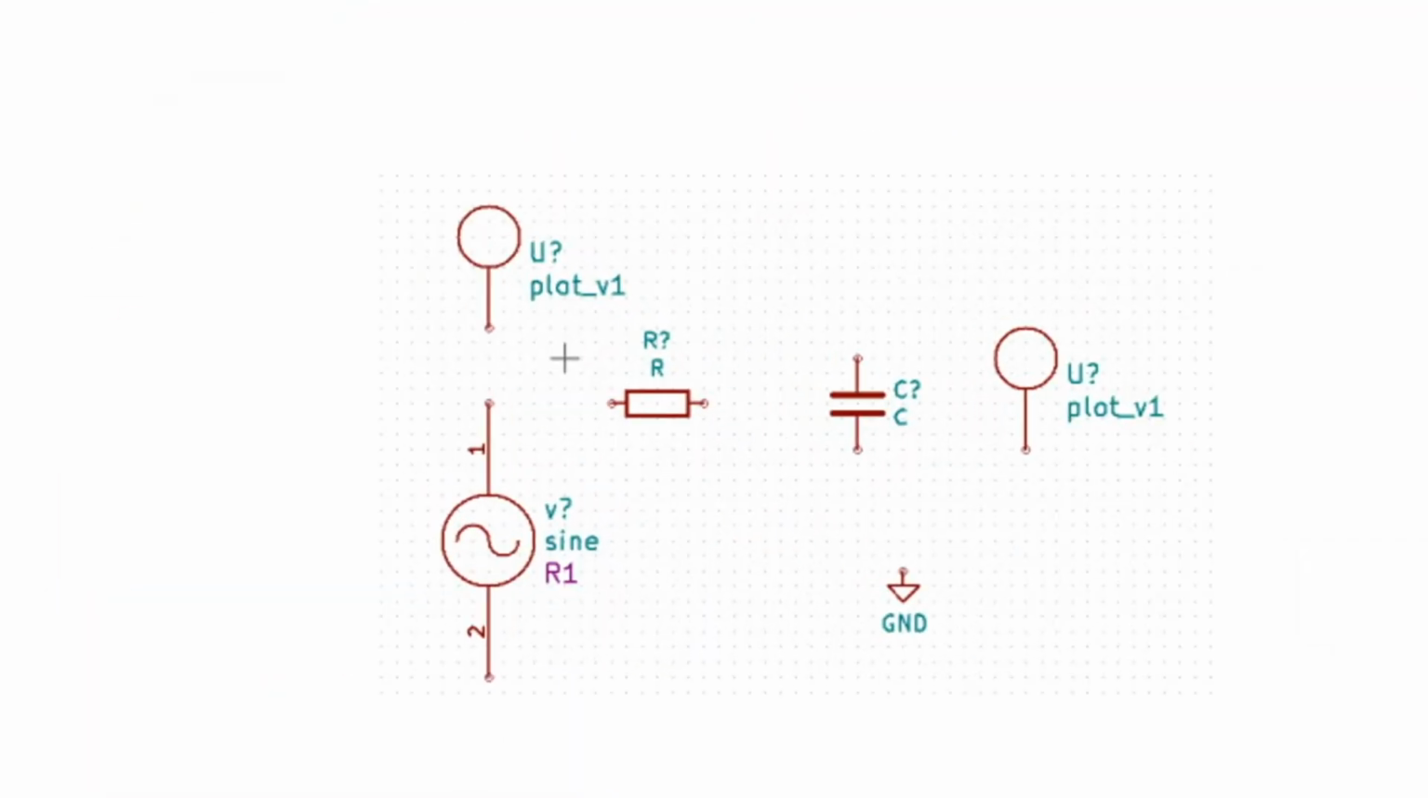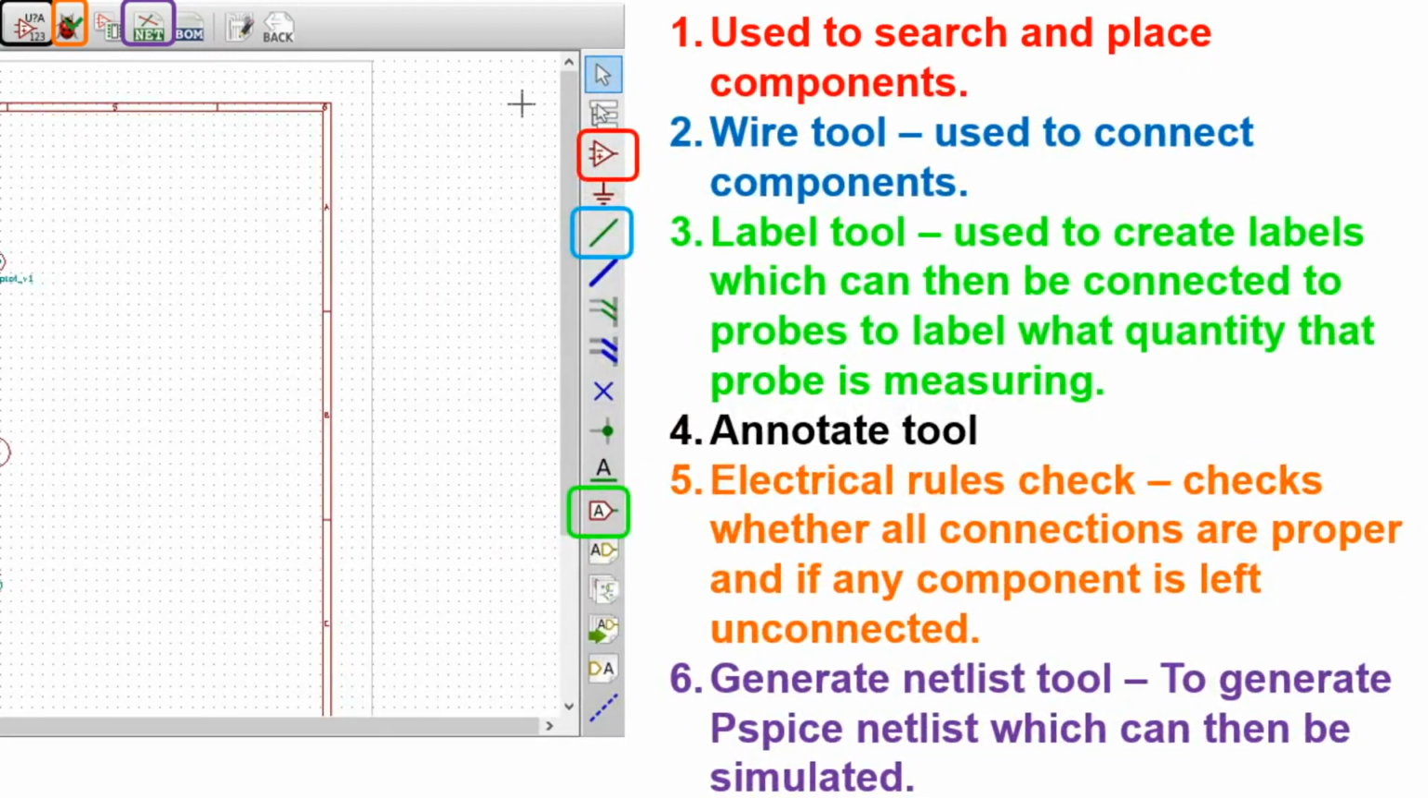So these are the components. We are going to use it here. So we have R resistor, C capacitor, plot, source, ground, and you can include that NPN transistor also. Now I'm going to explain the important steps to create the schematic.